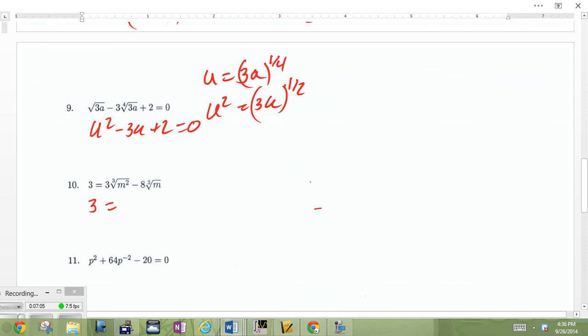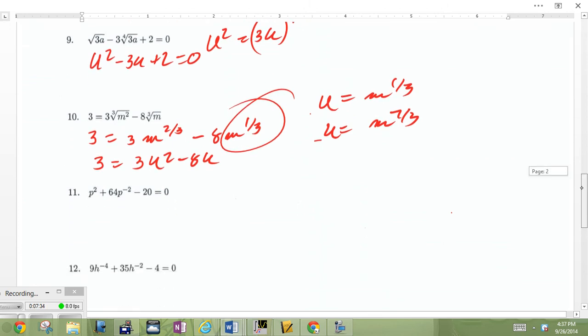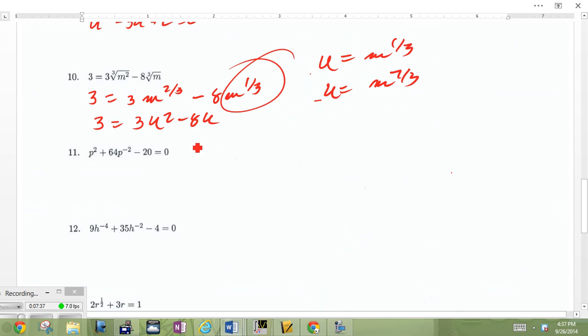3 equals 3m to the 2/3 power minus 8m to the 1/3 power. Don't like this. Let it equal u. U squared is m to the 2/3 power. There you have it. 3 equals 3u squared minus 8u. Quadratic. Factor, find your answers. Don't forget, once you find your answers in u, come back to replacing u with m to the 1/3, cube both sides, and find your answers. Check your answers. Make sure they're valid when you put them back in.